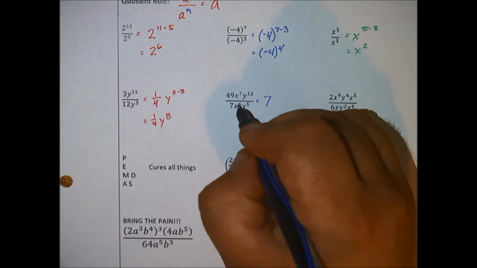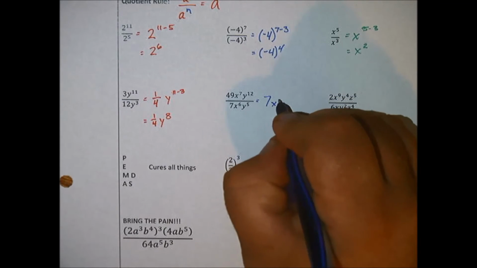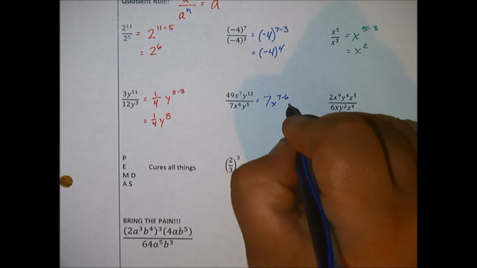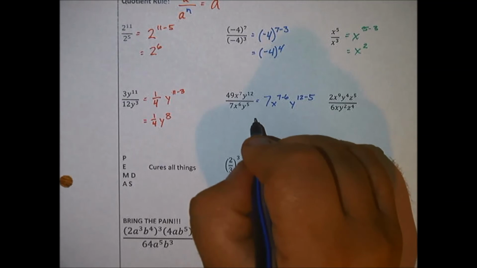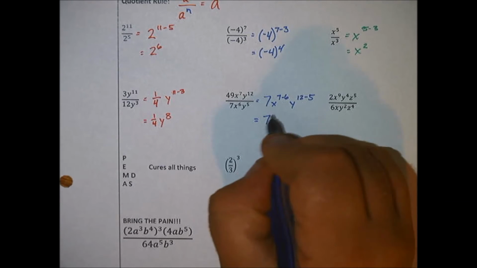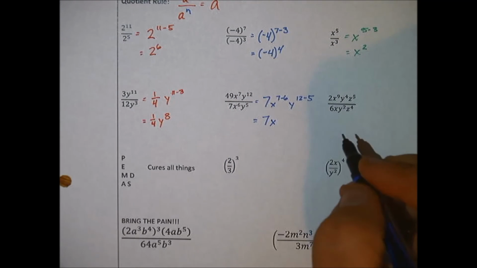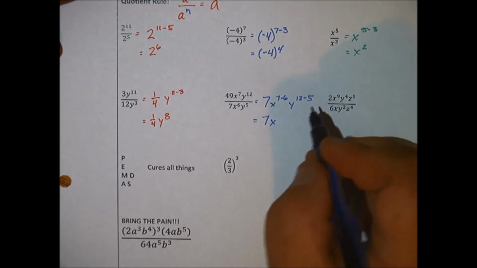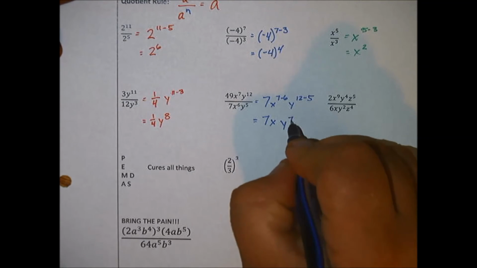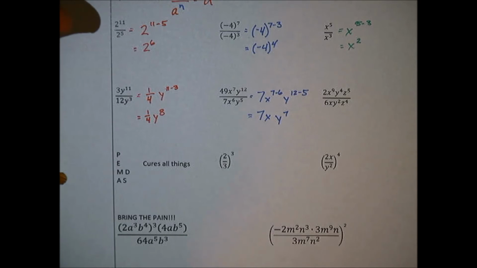I have multiple variables going here. I'm going to combine the ones with like bases. So I have x to the 7 minus 6 and y to the 12 minus 5. Keep that 7 out in front. 7 minus 6, that's 1. I don't have to write an exponent of 1, which makes your life a little bit easier. 12 minus 5, that's going to be y to the 7th. I want you to go ahead and pause the video. Try this last one out.